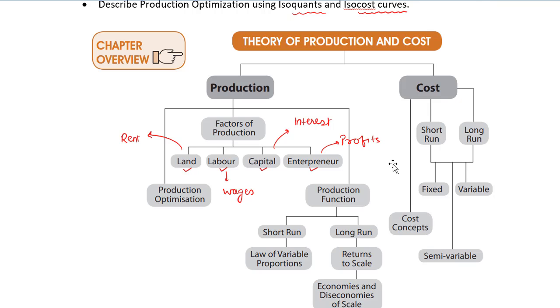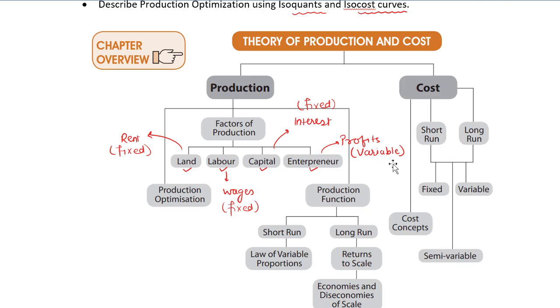My dear students, you should understand that in the case of rent, the nature of reward is fixed. The nature of reward in case of interest is also fixed. The nature of wages is also fixed, but the nature of profit is not fixed. Over here, the nature of return is variable. I believe you understood.